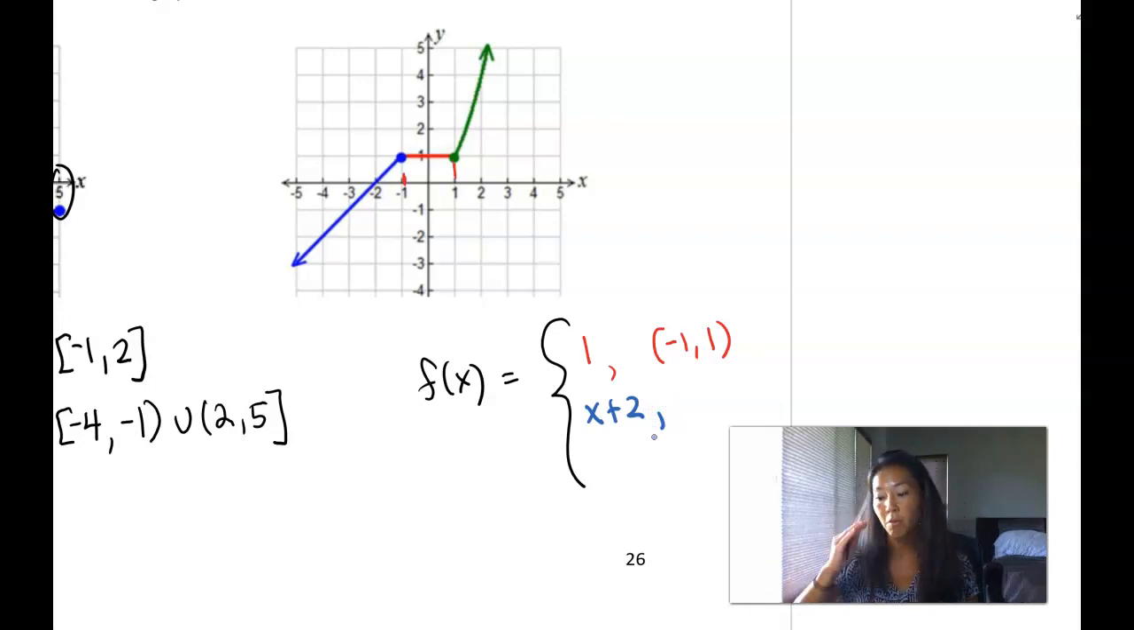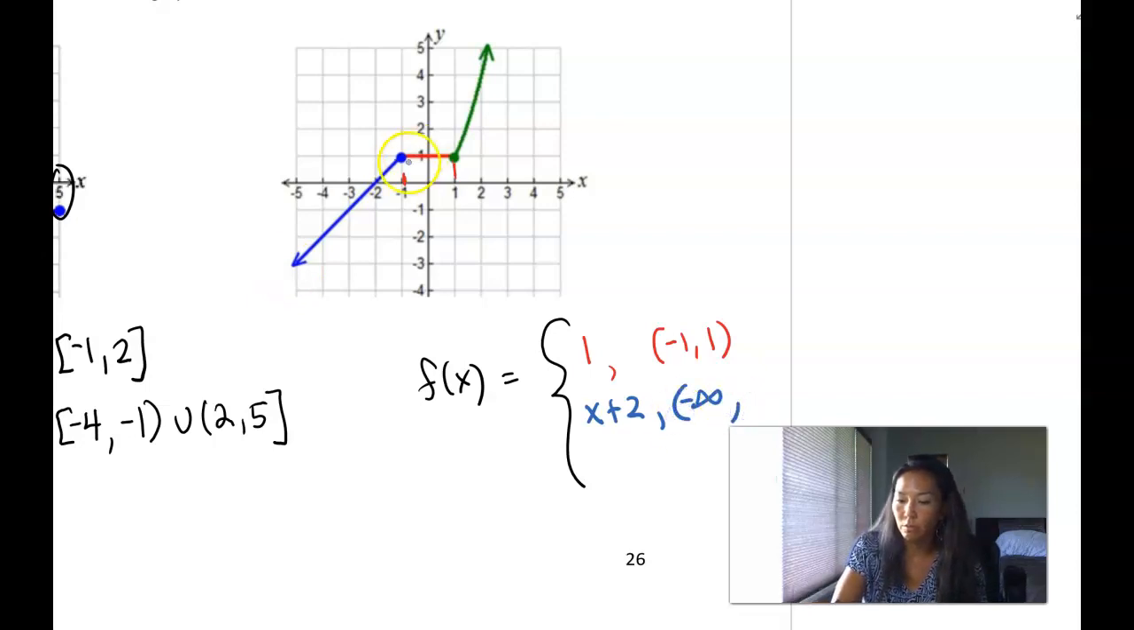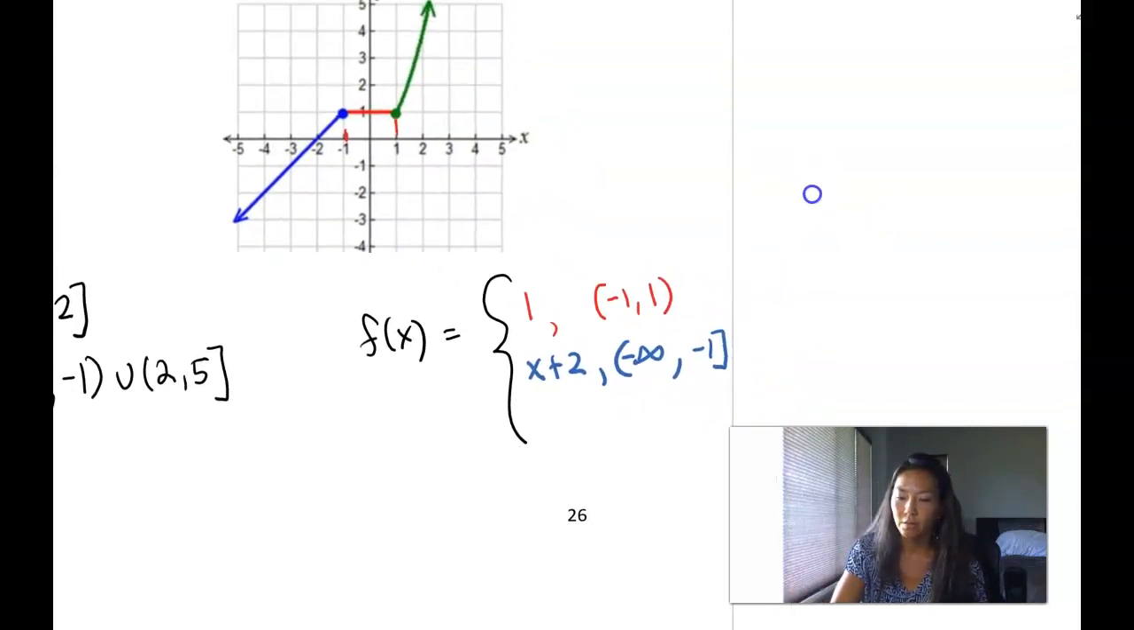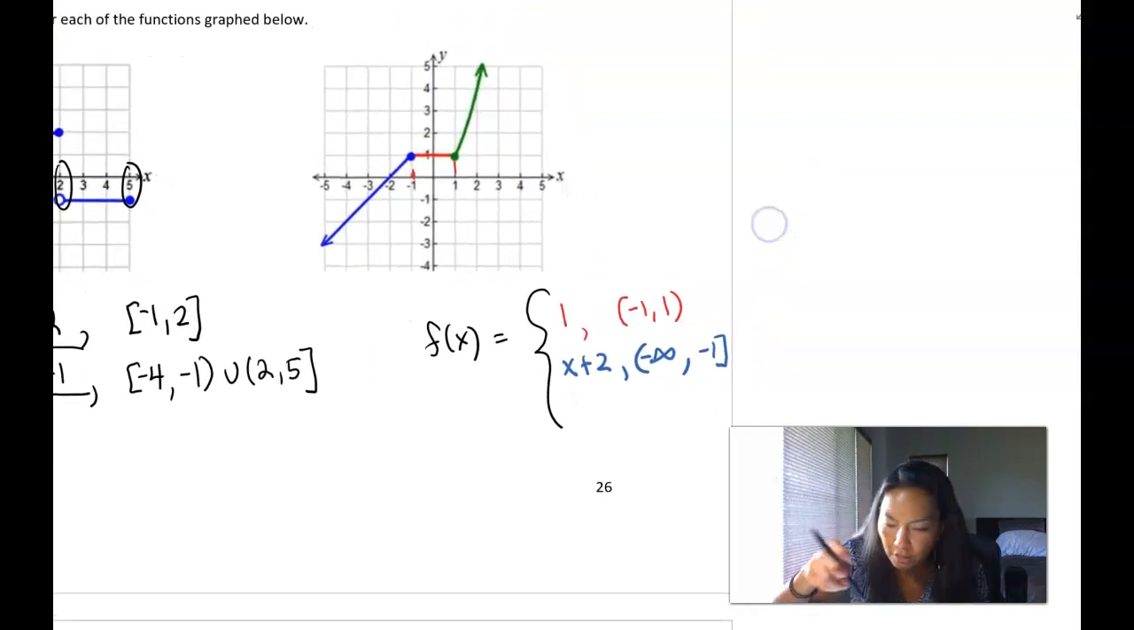Okay, has a slope of 1, so 1x plus 2. But what interval am I going to look at it on? It goes from negative infinity to the x value of -1. Let's include that one, -1.